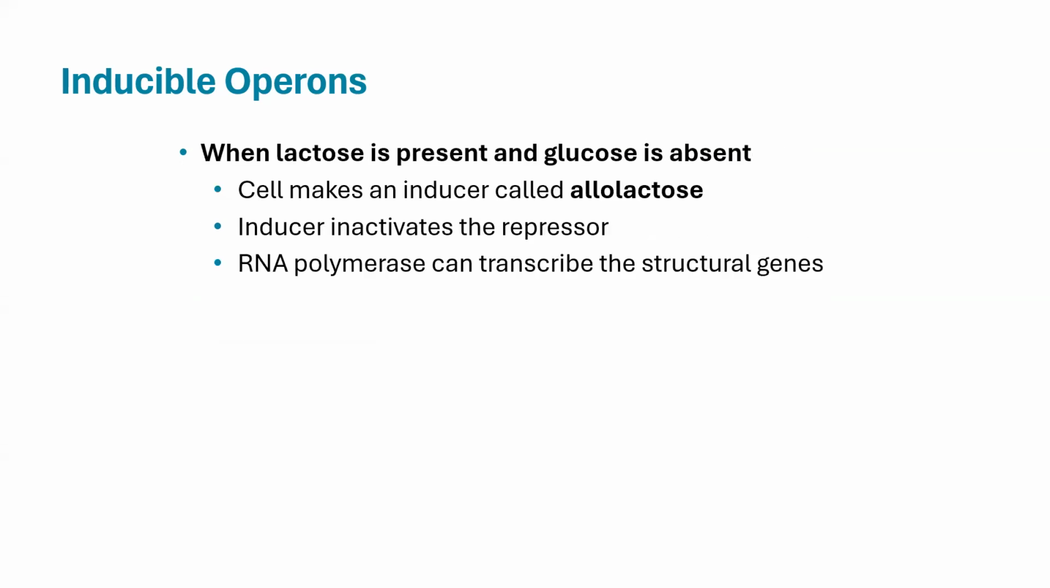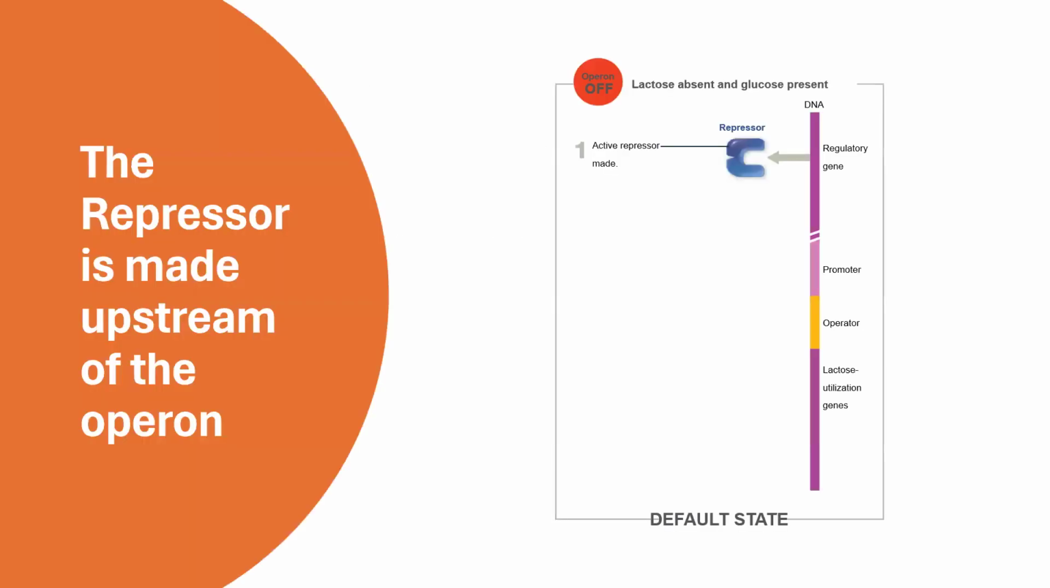In that situation where lactose is present and glucose is absent, the cell makes an inducer called allolactose, and the inducer inactivates the repressor, allowing RNA polymerase to transcribe the structural genes.